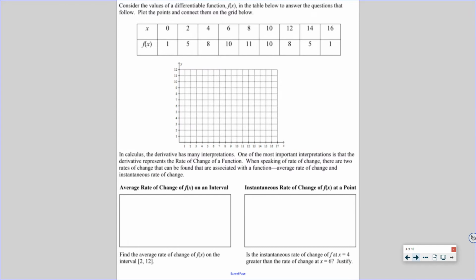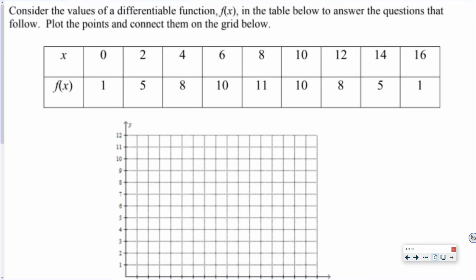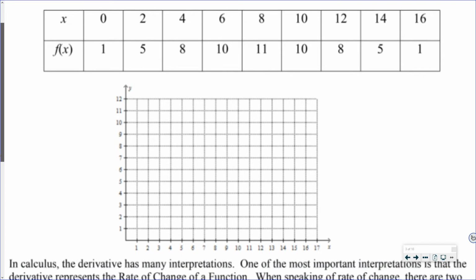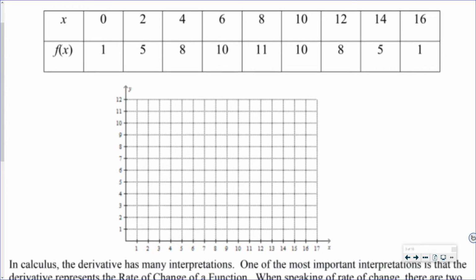So we're going to start by doing this little activity, if you will. It says, consider the values of a differentiable function f of x in the table below to answer the questions that follow. Plot the points and connect them on the grid below. Okay, I know your grid's kind of tiny. Sorry, I screenshotted it and it turned out to be a little bit smaller than I thought.